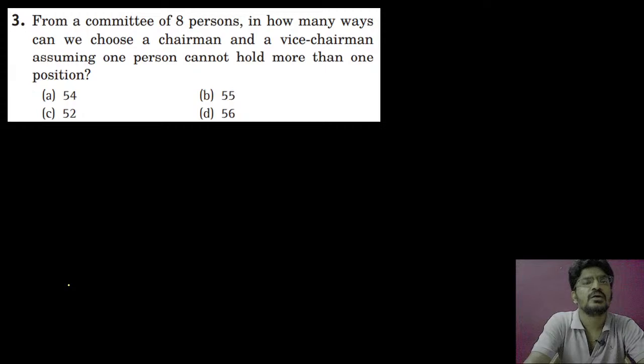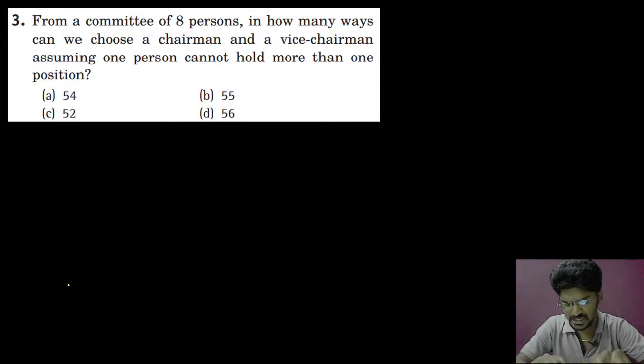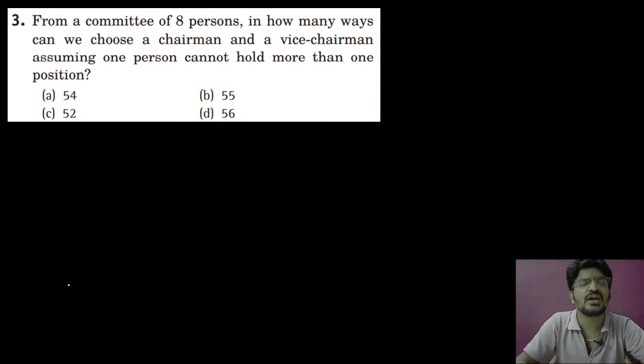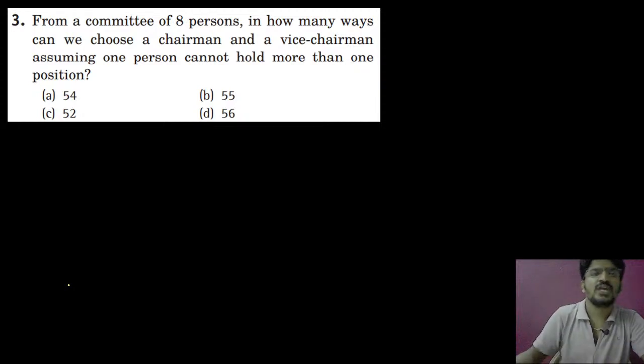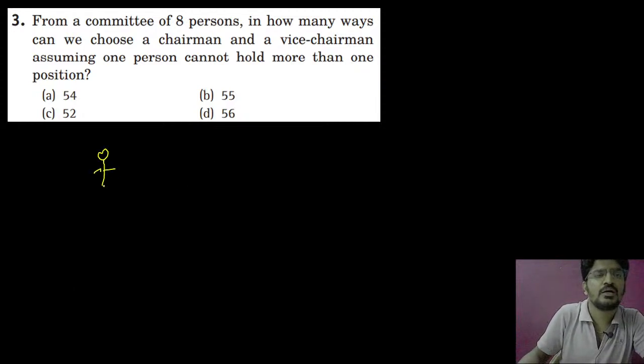Okay, see, we have to make a committee. In the third problem, you can just see we have to make a committee of 8 persons. From 8 persons, in how many ways can we choose a chairman and vice chairman, assuming one person cannot hold more than 2 positions? So see here, there are 8 people.